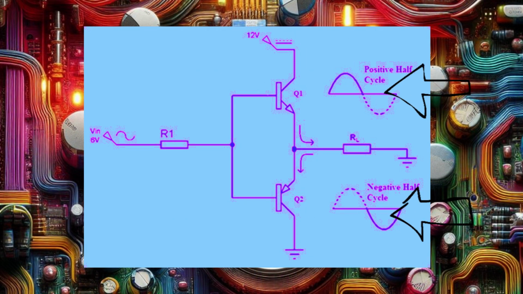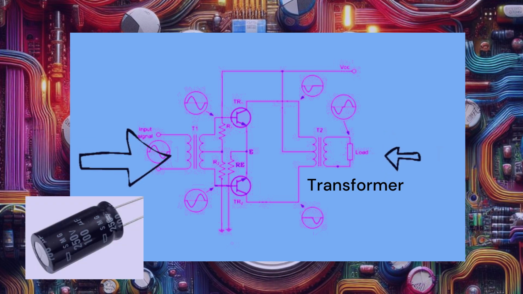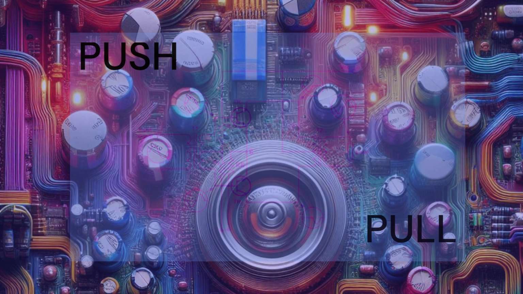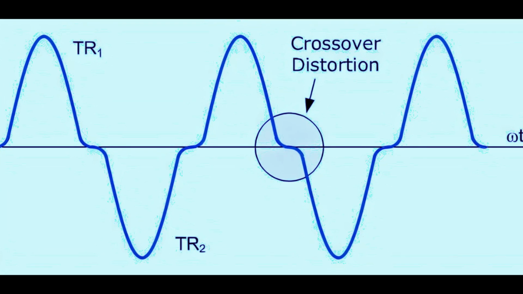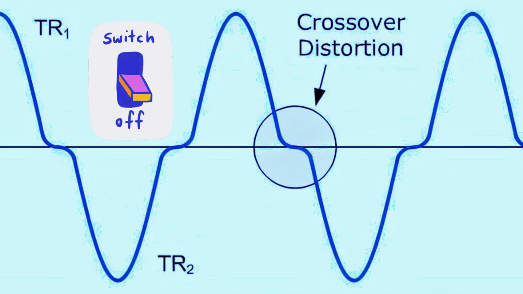half. To get the full output signal, we need two transistors, one for each half, and combine them using a transformer or a capacitor. This is called a push-pull configuration. However, this also introduces a problem called crossover distortion, which is a gap or a spike in the output signal when the transistors switch from on to off or vice versa.